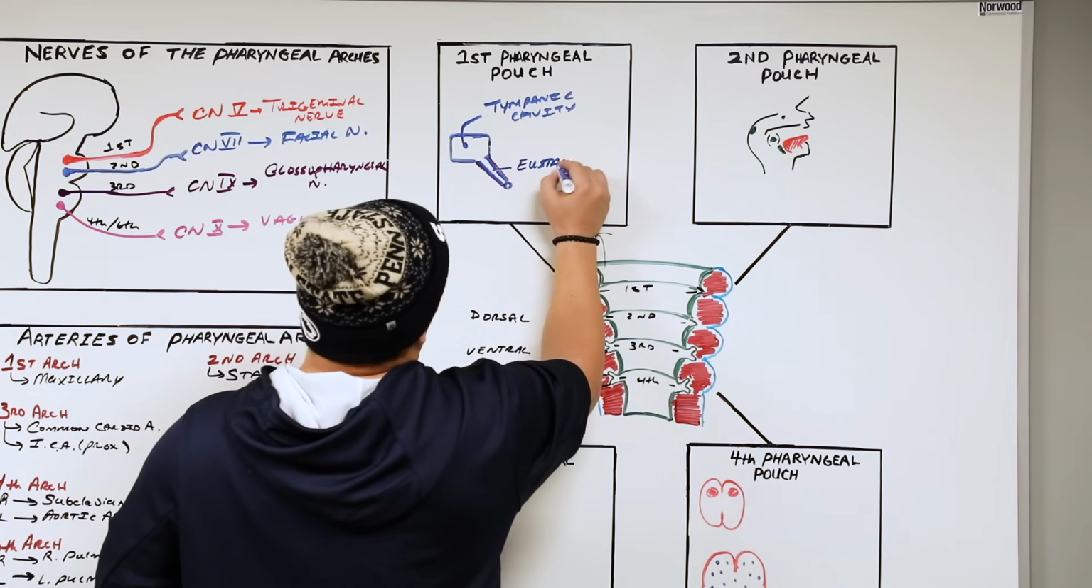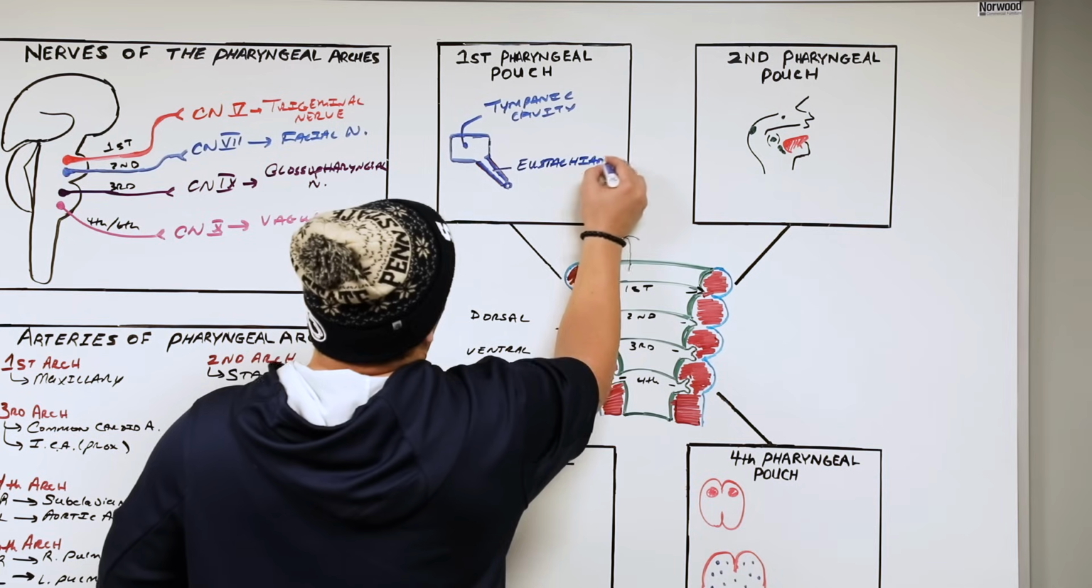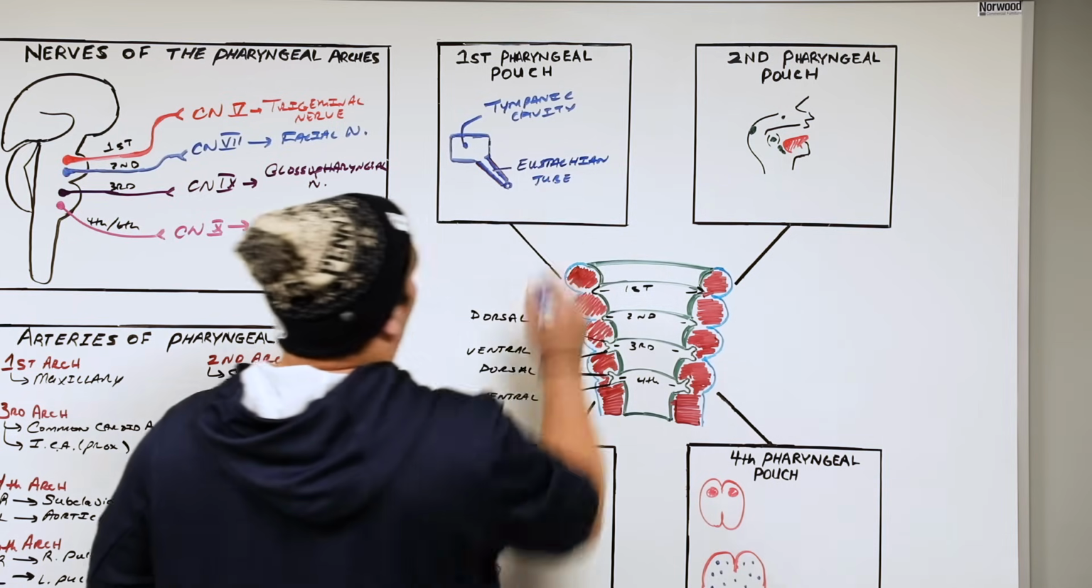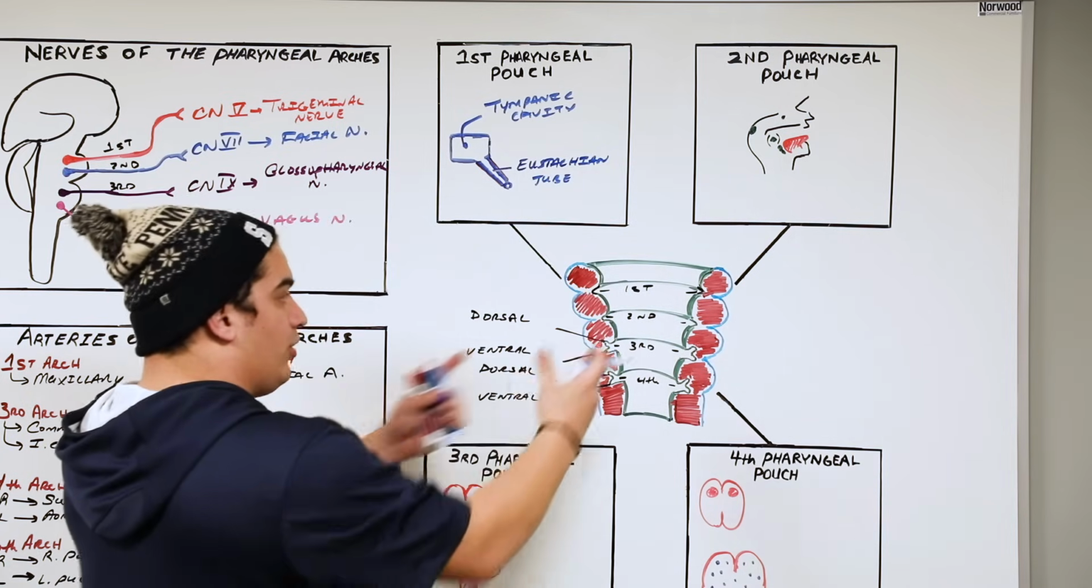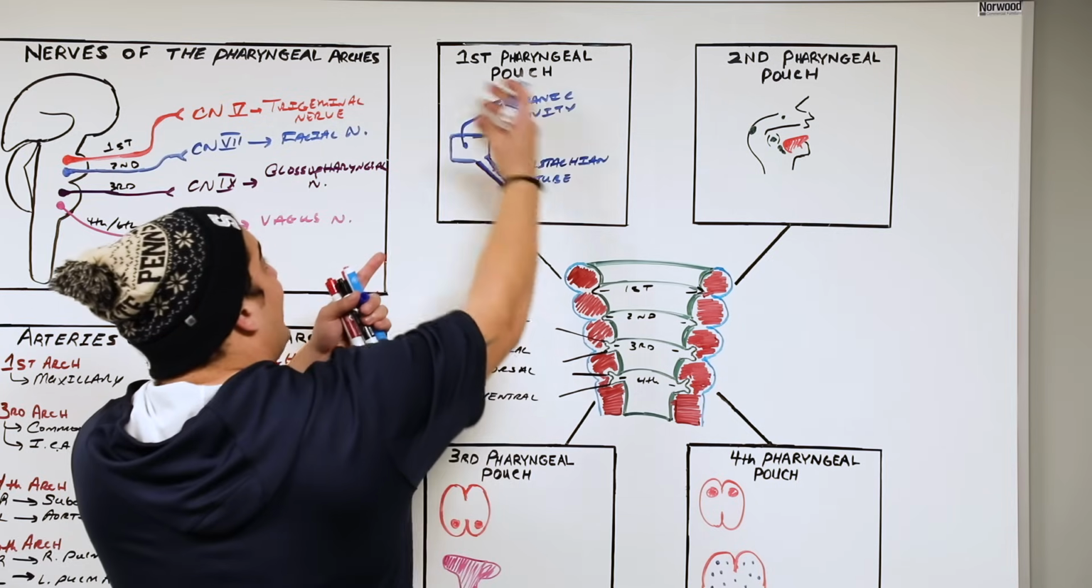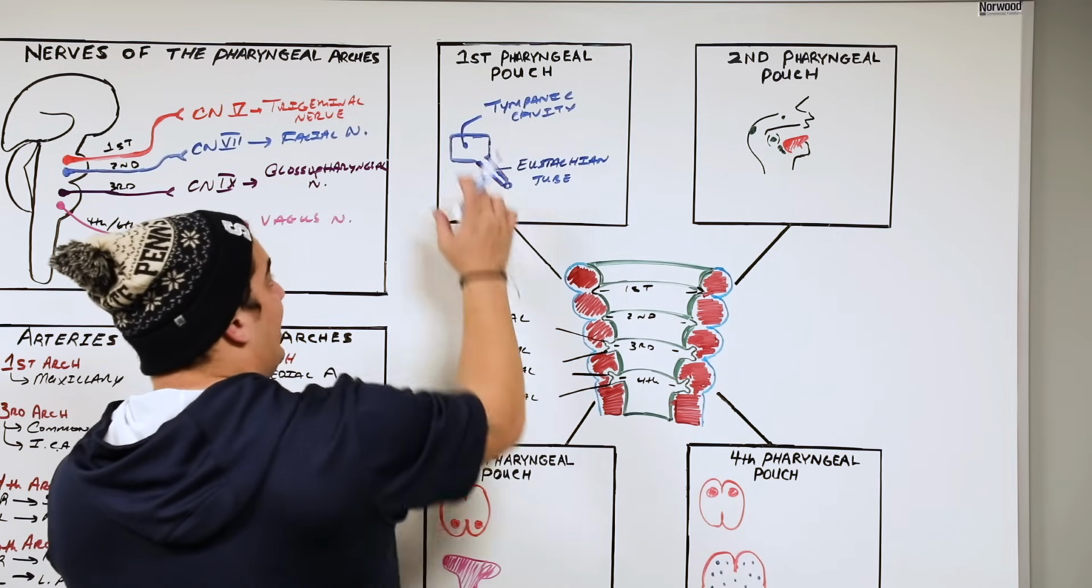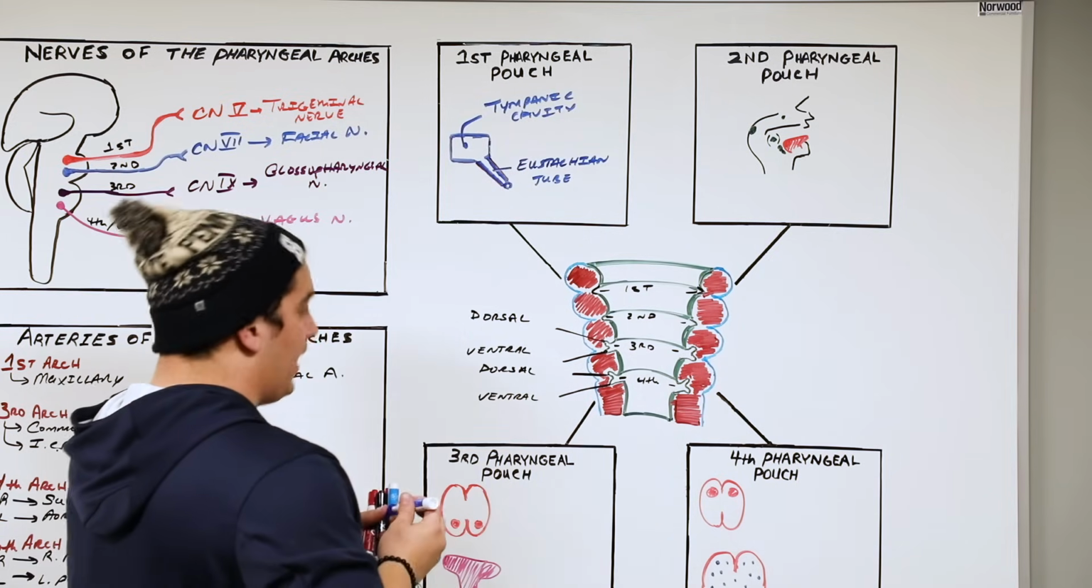Eustachian tube. So technically, the first pharyngeal pouch will have epithelial tissue derived from the endoderm move and invade into these areas, both the tympanic cavity and the eustachian tube.